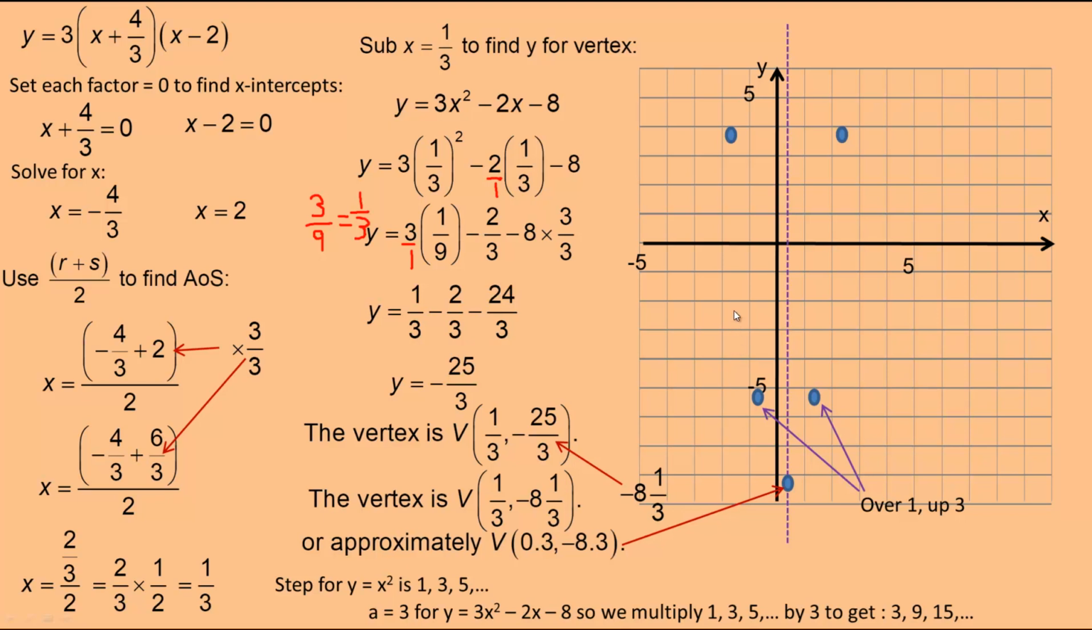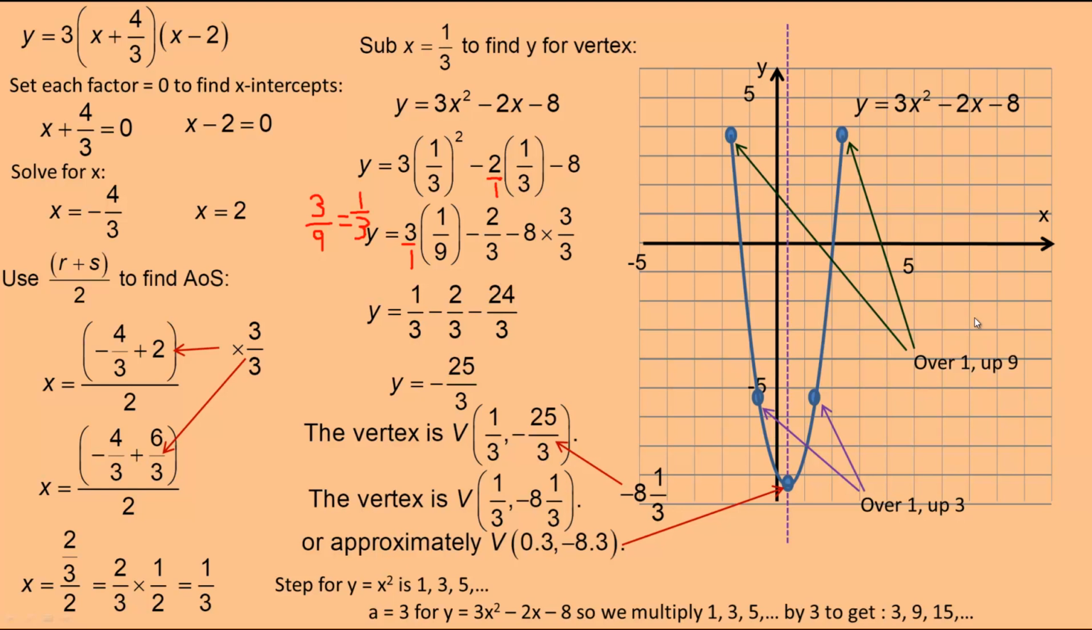1, 2, 3, 4, 5, 6, 7, 8, 9. So that's the up 9. I can't really show the up 15 because it's off the top of the graph. But that's enough. We get 5 points. We can draw our parabola. So that's what y equals 3x squared minus 2x minus 8, or this factored form version, would look like. And that's how you deal with the fractions if they come up. And that's the end of the tutorial.